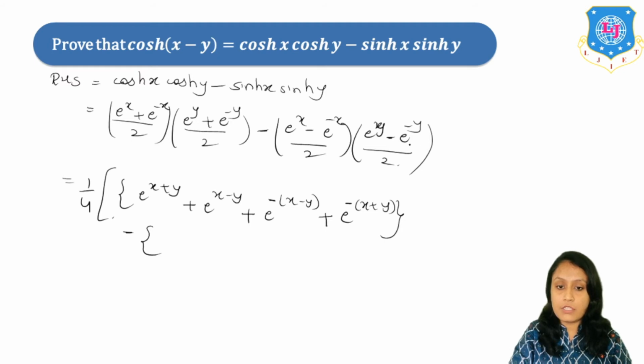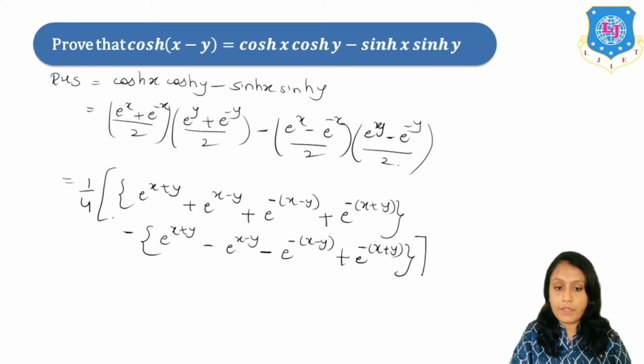Now multiply these two terms. So what you will get is e raised to x plus y, minus e raised to x minus y. Now, the minus sign we have over here, so this is minus e raised to minus common, so x minus y. And this minus will give you plus, again take out minus common, so we have e raised to minus x plus y.